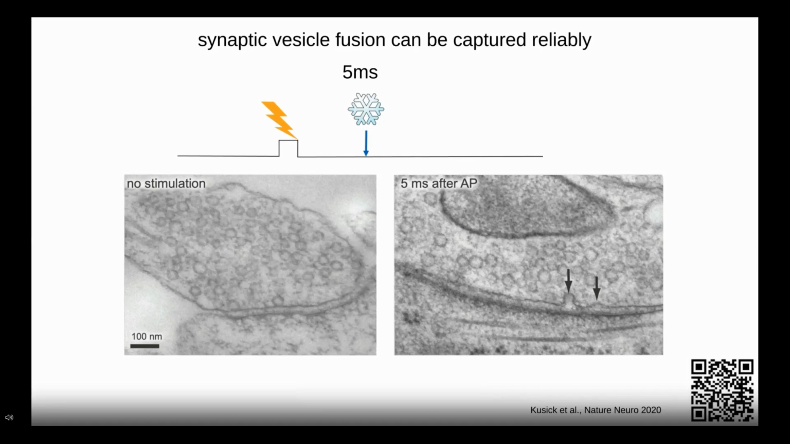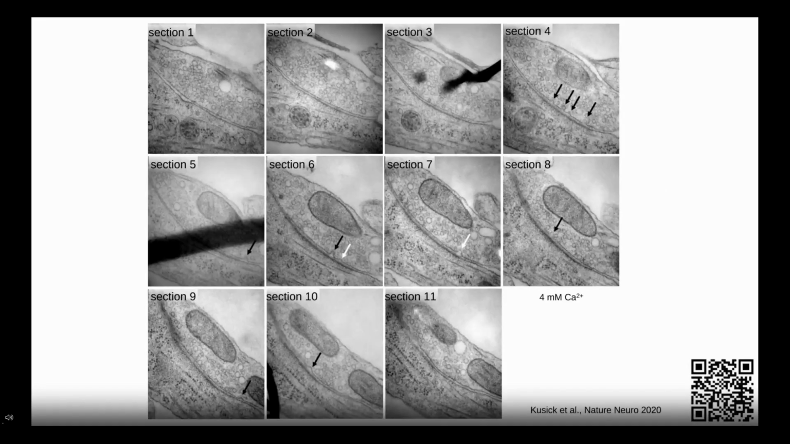So when we do zap and freeze, much as with flash and freeze, we can capture synaptic vesicle exocytosis and see vesicles that have fused. We can even do cool stuff like, for example, serial sectioning, which Shigeki mentioned earlier, to get a 3D view of the entire synapse, and we can capture things like one synapse that has lots of different fusions all throughout it. So we can really capture these events very precisely.